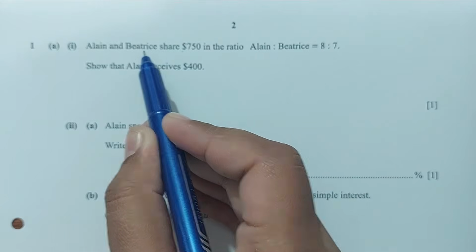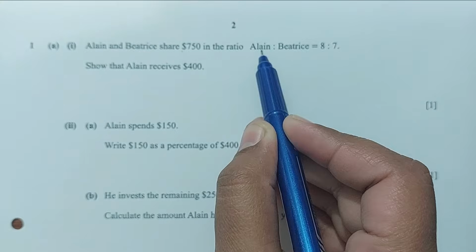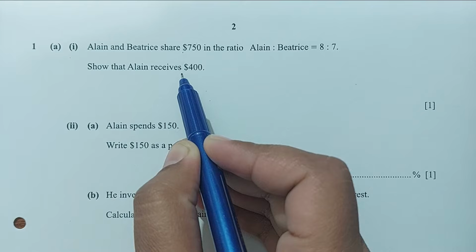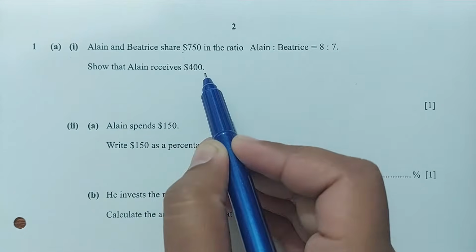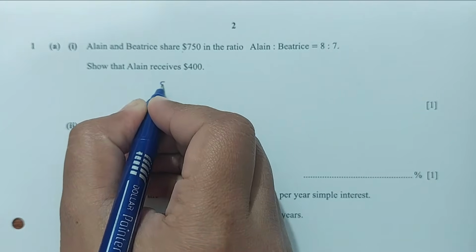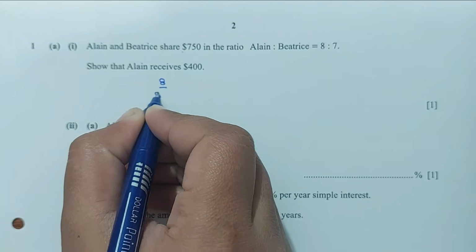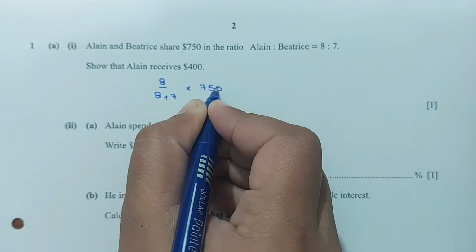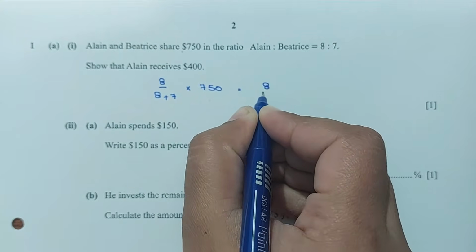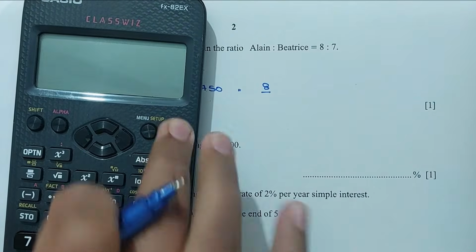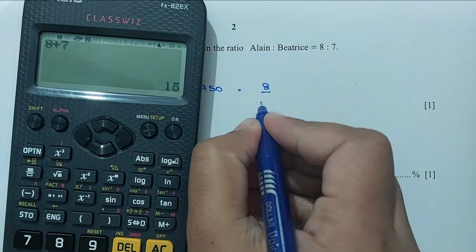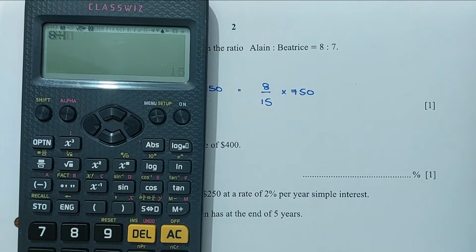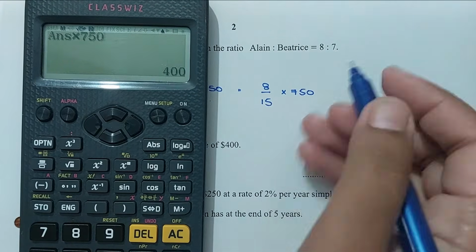Alan and Beatrice share $750 in the ratio Alan to Beatrice is 8:7. Show that Alan receives $400. So we have to find for Alan. Alan has 8 out of the total, which is 8 plus 7, times the share, which is 750. So 8 out of 15 times 750. 8 divided by 15 times 750 is $400.